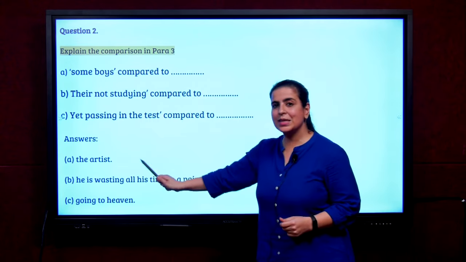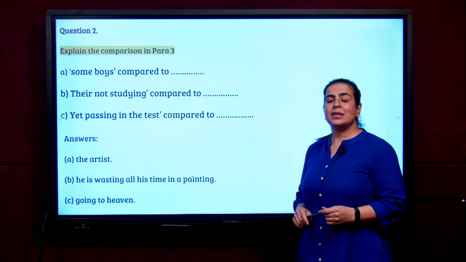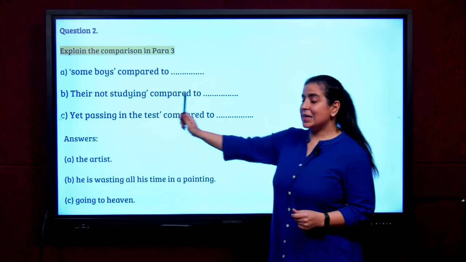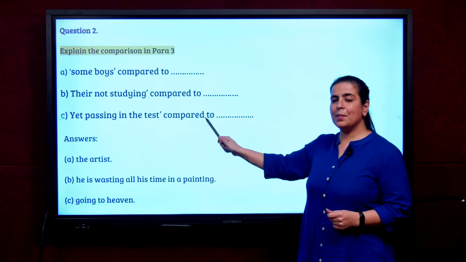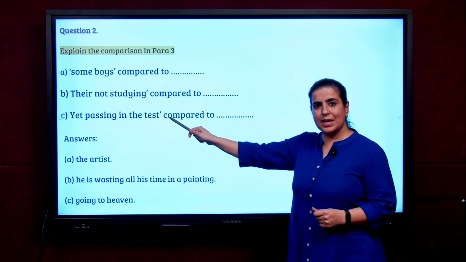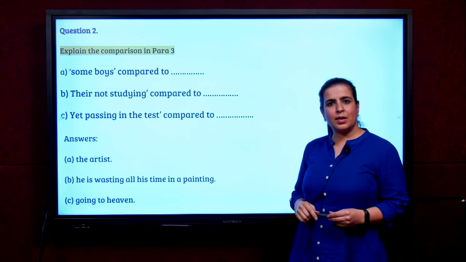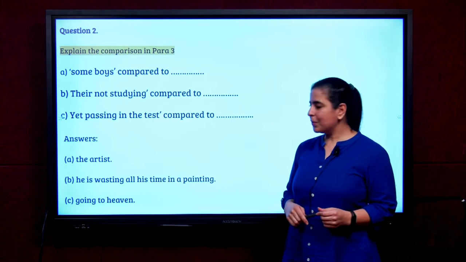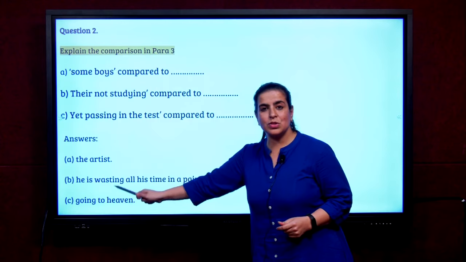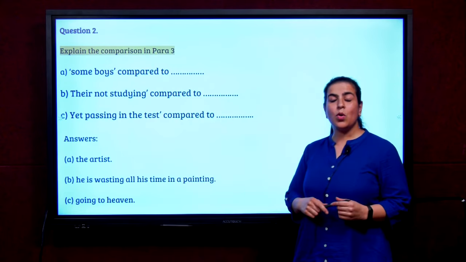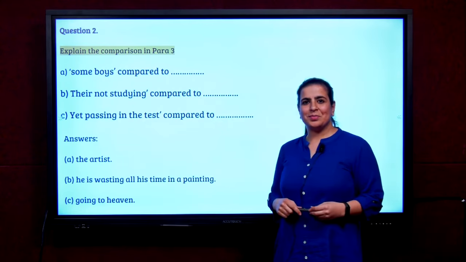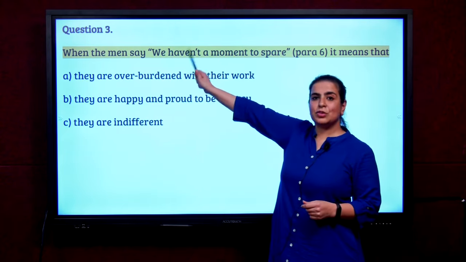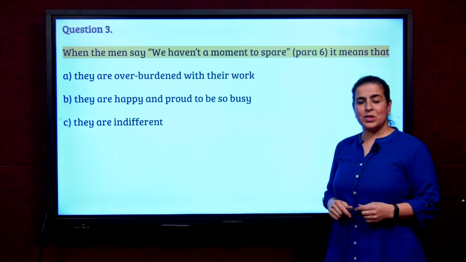B, their not studying is compared to, do you remember what this wrong man did in the story? He is wasting his time in painting. That's what he did. And these boys are also compared to that. Yet, passing in the test is compared to what? They passed in their test and still they got 100 on 100. This wrong man did useless things and still what happened? He went to heaven. The doors of heaven opened wide open for him. You're right.